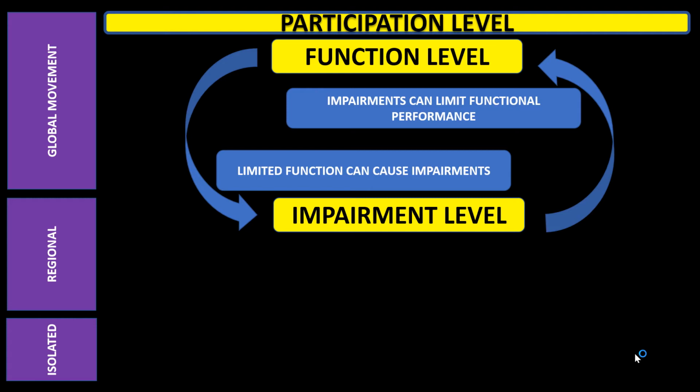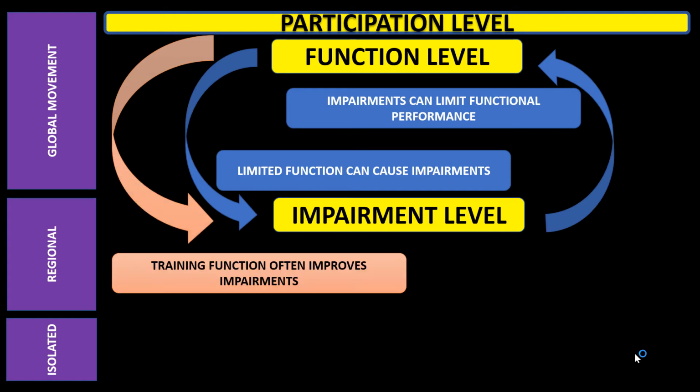So when we think about how to address that, if we go from a function level first, we see that training function often improves the impairments that we see. So if you're able to train at the functional level to at least a certain degree, we can usually see some improvement in impairments if those impairments are improvable. So it depends on the type of limitation that they have, and if it's not a fixed limitation where it won't improve, we will usually see some improvement in overall strength, overall endurance, overall mobility and range of motion by training people at the functional level.